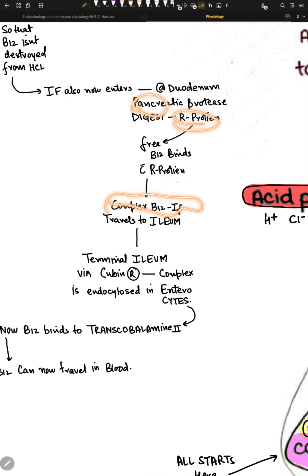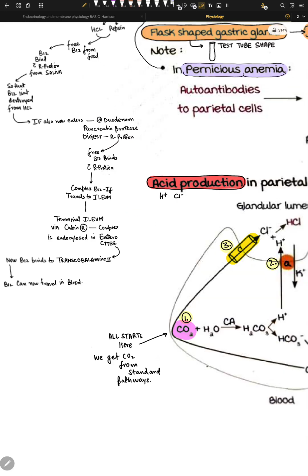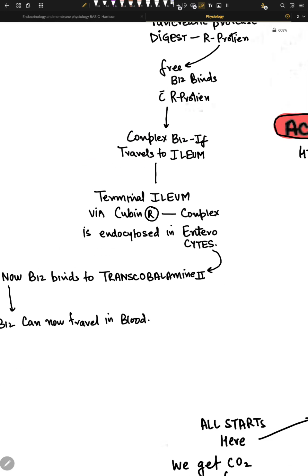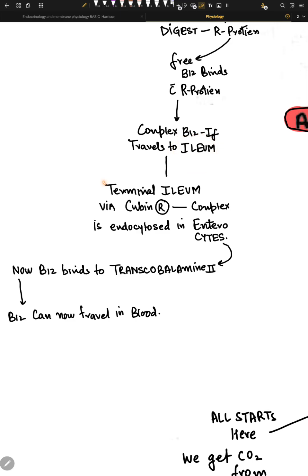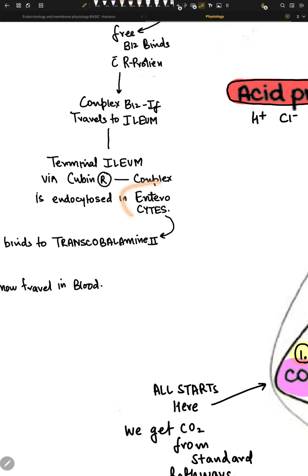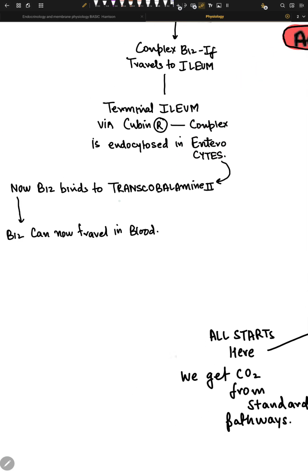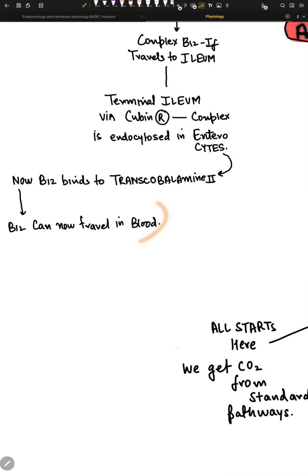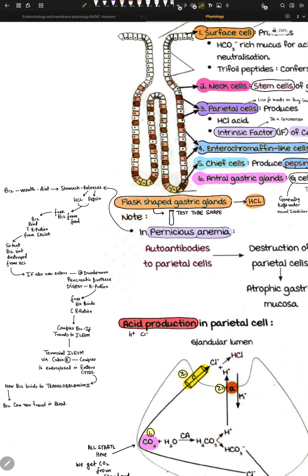Now this complex of B12 and intrinsic factor is available. It goes to the ileum, and at the terminal ileum, via something called cubam receptors, this complex gets endocytosed. Once it is endocytosed, it enters the enterocytes, and then we need transcobalamin 2. Transcobalamin 2 binds with B12, and after this, B12 can travel into the blood. So that's the story of B12 in short.